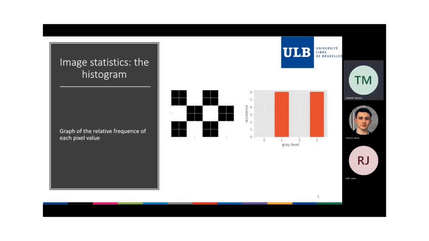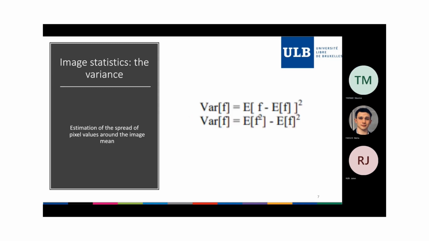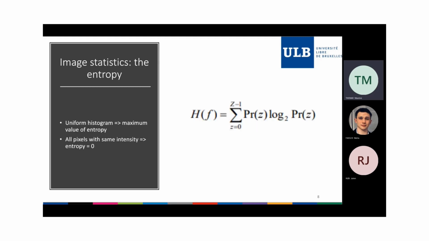A histogram is a graph of the relative frequency of each pixel value that appears in a grayscale image. It provides a great summary of the intensities in an image. The image mean is the average pixel value of an image. The image variance gives an estimate of the spread of pixel values around the image mean. The entropy is calculated from the histogram.